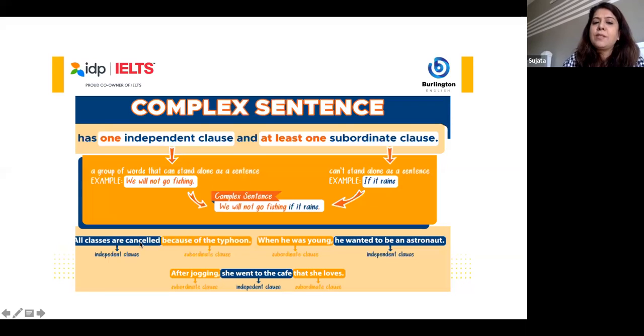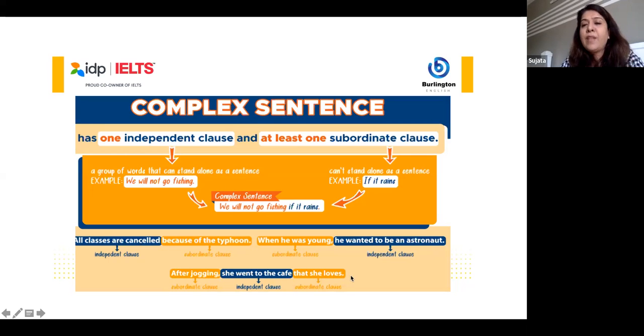And see, with the because, I can make a complex sentence. When he was young, comma, he wanted to be an astronaut. So see, the blue part is an independent clause and the orange one is a dependent clause. After jogging, she went to the cafe that she loves. So see here, there are two subordinate clauses and one independent clause.